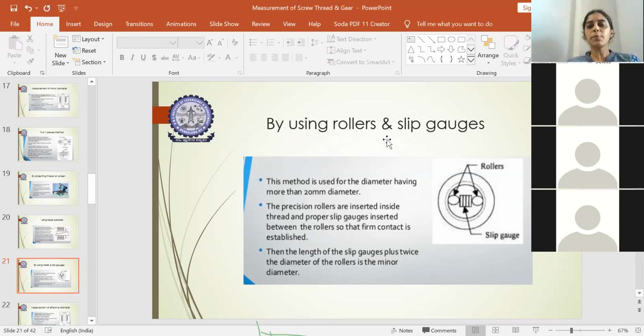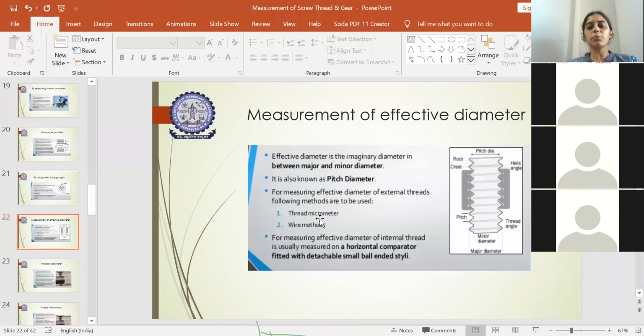So next is measurement of effective diameter. The effective diameter can be measured by two methods: one is the thread micrometer and the second is the wire method. The wire method has a further division, where we have the two-wire method, the three-wire method, and so on. So whenever you are asked to determine the effective measurement, you have to... Time is up. I will continue this in the next class.